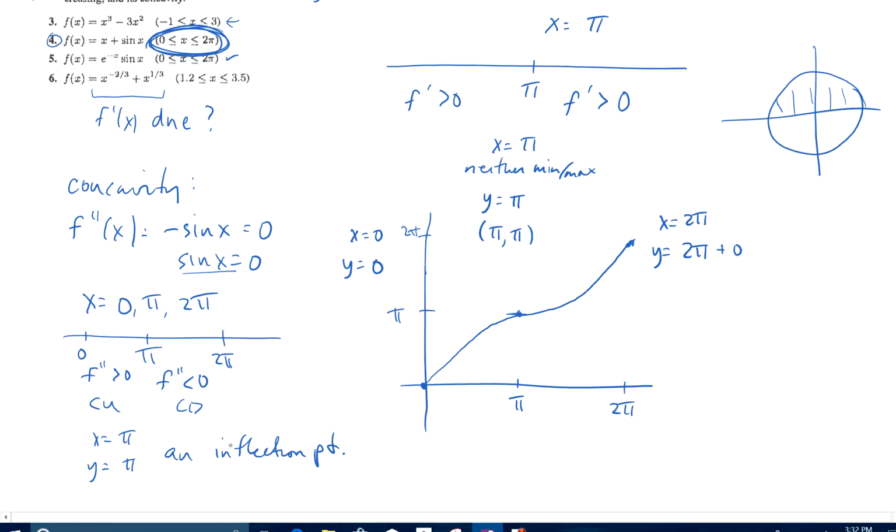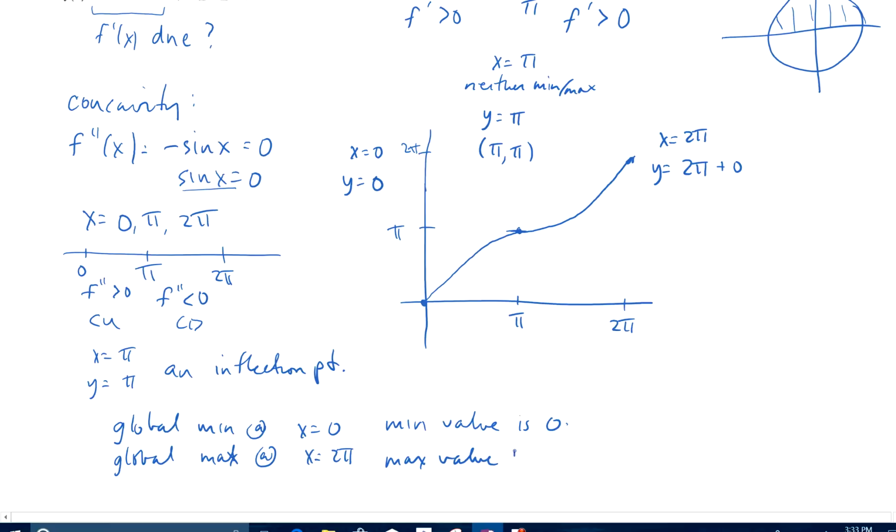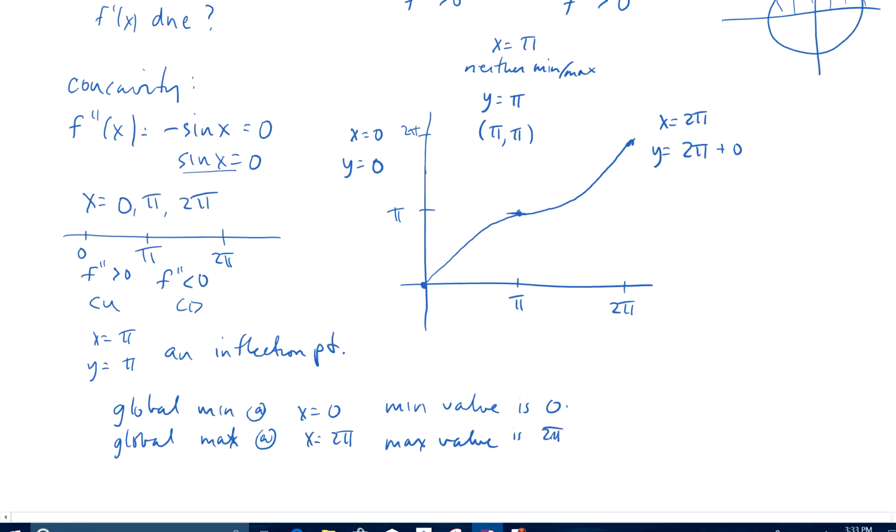Now I'm going to summarize some of the things that they asked. So we got a global minimum at x equals 0. We got a global max at x equals 2 pi. The minimum value is 0. The max value is 2 pi. It never hurts to add those things in there.